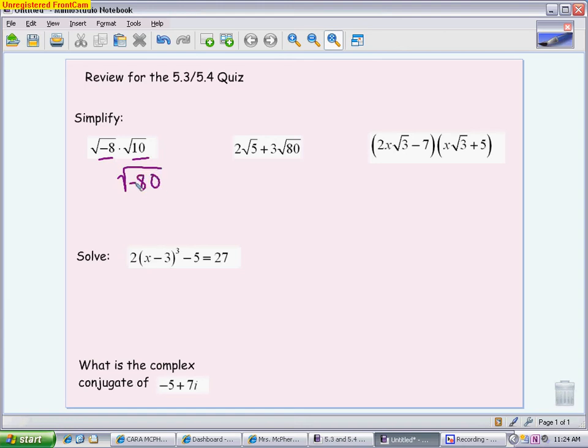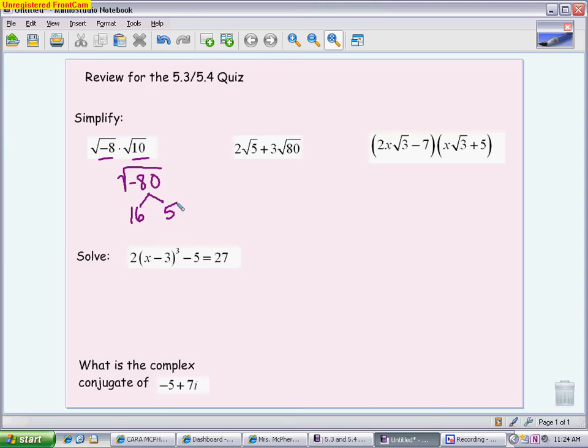Next thing I want to do is look at just the 80 and think about the largest perfect square factor that goes into 80. Again, we talked about the importance of having your perfect squares listed at the top of your quiz so you can refer to them. This one, the largest perfect square factor is 16. It is 16 times 5. We talked in class that you want to take the square root of the one that is perfect and leave the other one stuck underneath the radical.